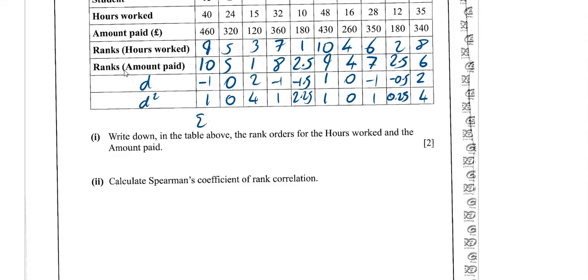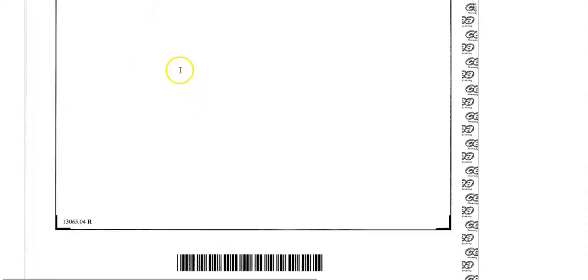So sigma d squared is going to be those added up. So 1 plus 0 plus 4 plus 1 plus 2.25 plus 1 plus 0 plus 1 plus 0.25 plus 4, which works out to be 14.5.